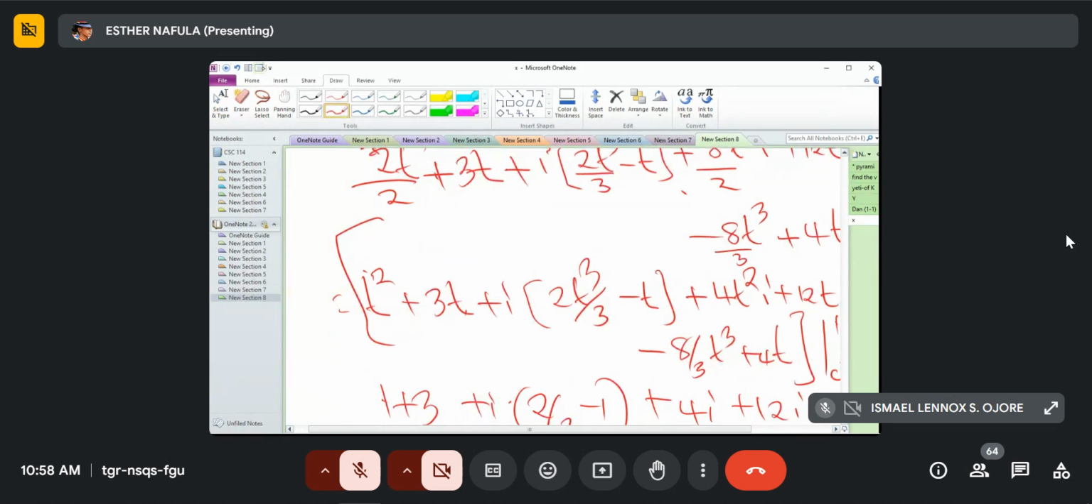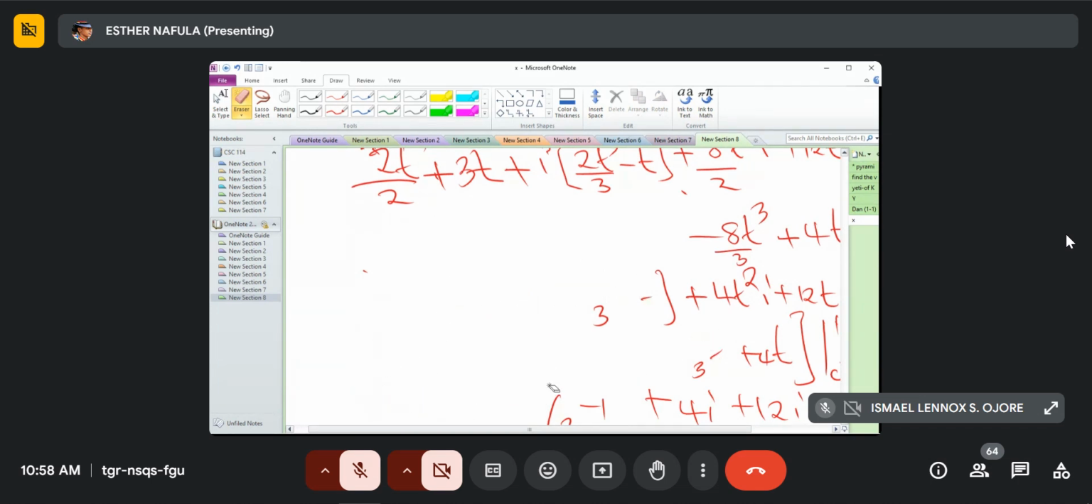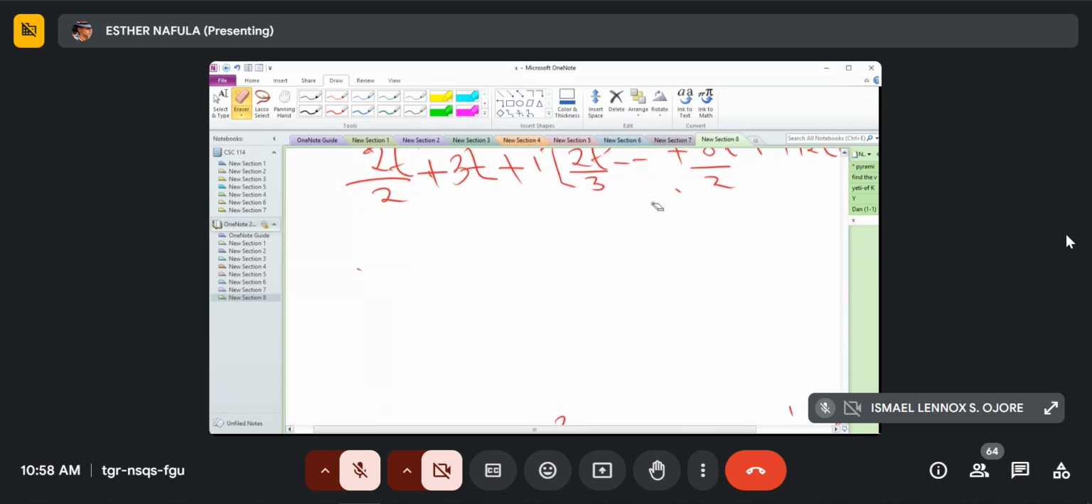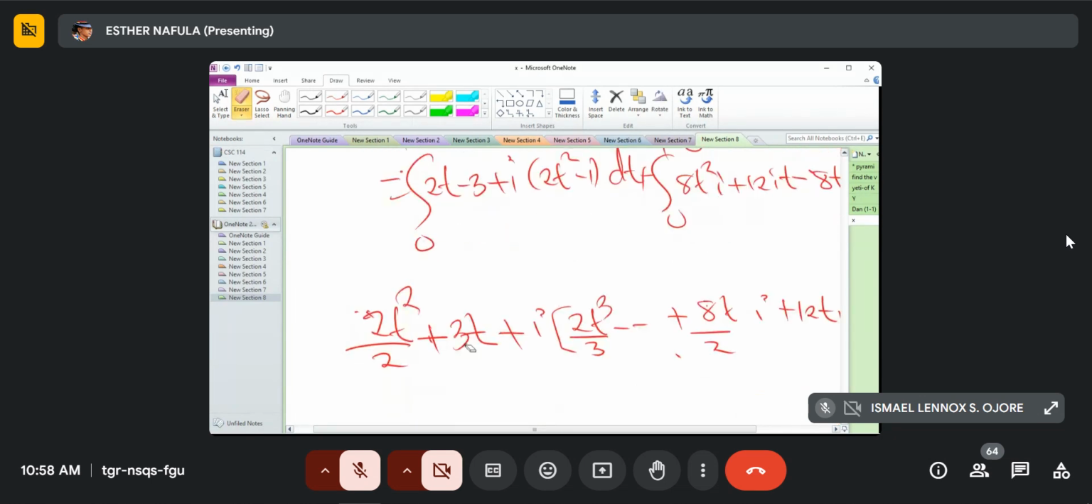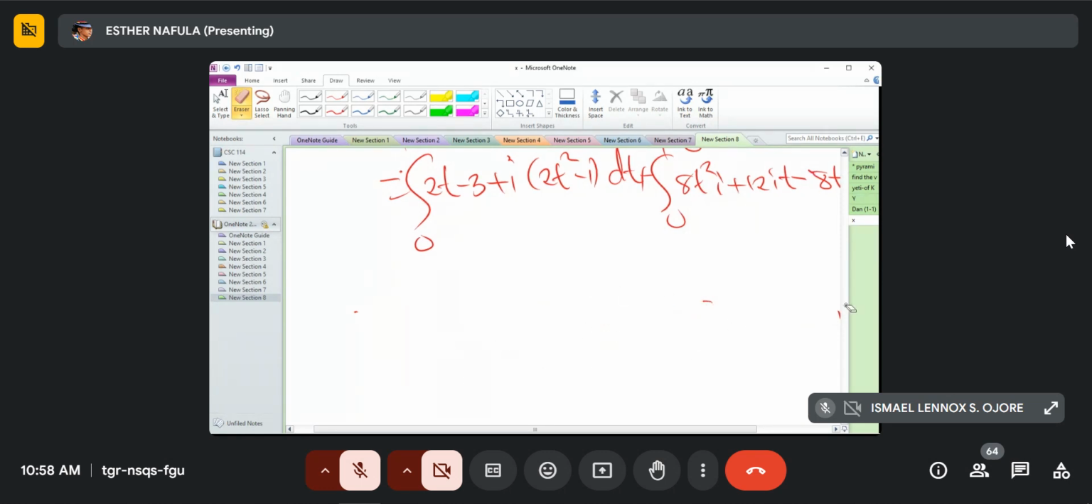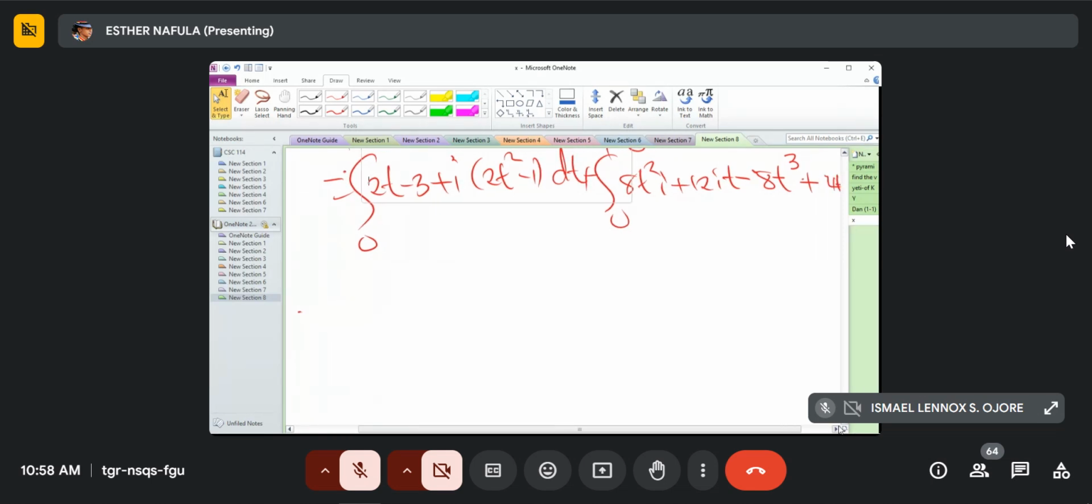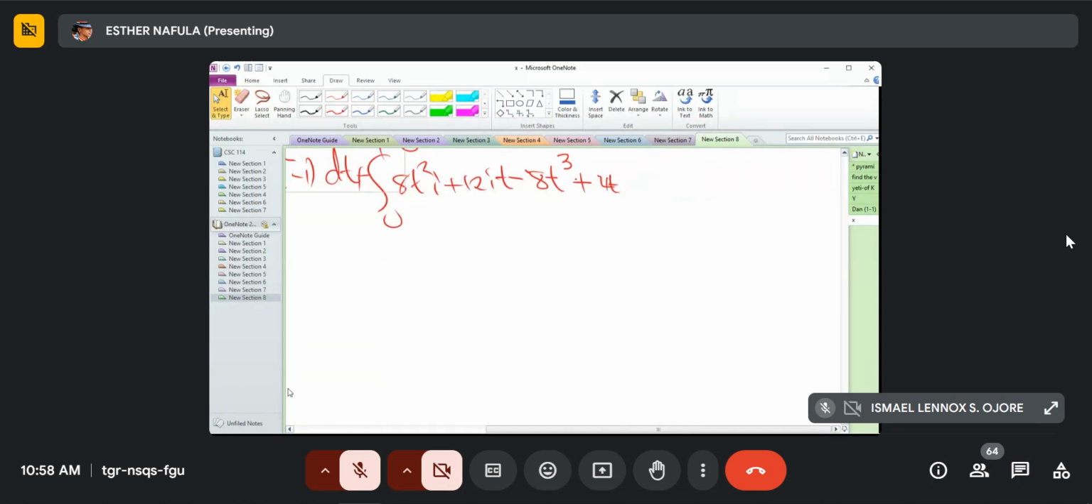If you integrate that, what do you get? We need to stop. So you erase this. Is anyone following?